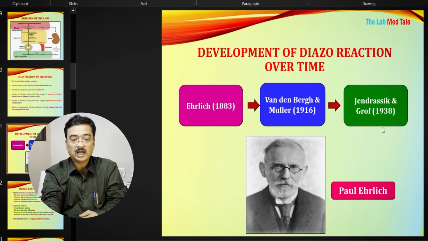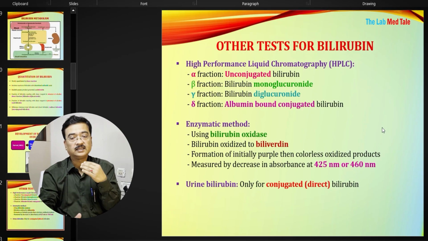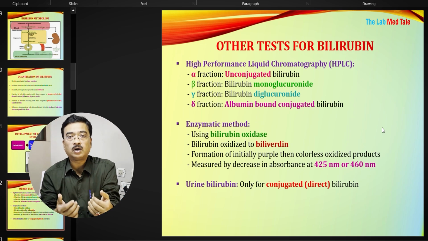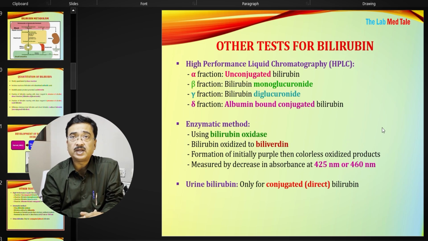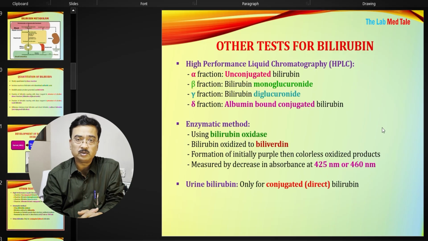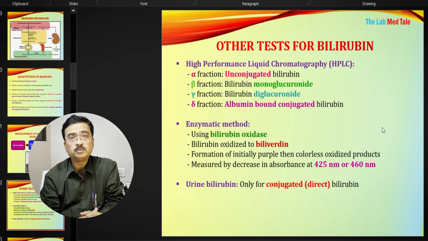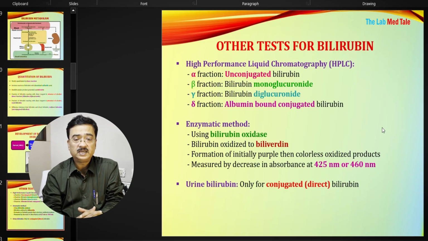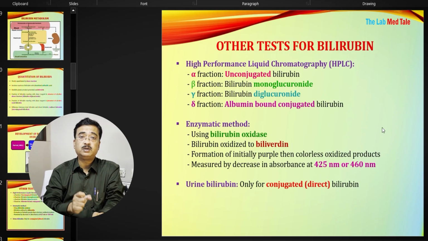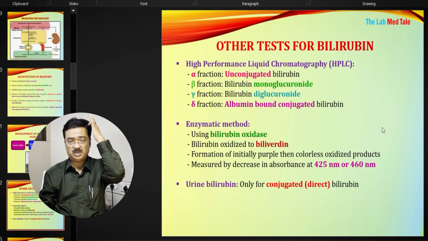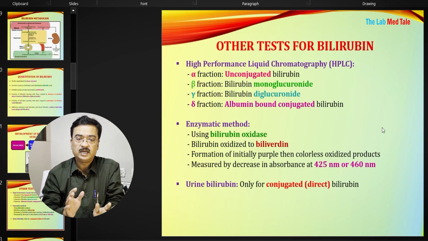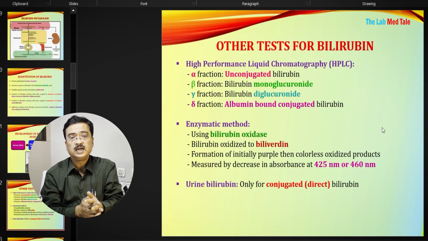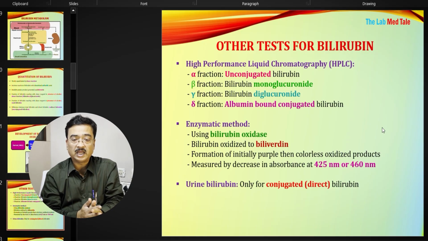Other than this chemistry test, you can also detect bilirubin with the help of HPLC, which differentiates the bilirubin fractions on the basis of charge. The unconjugated bilirubin is the first one, the alpha bilirubin. Beta is the monoconjugated, that means bilirubin monoglucuronide. When one molecule of glucuronide has been added and the other is yet to be added, it's called the beta fraction. Gamma is the conjugated bilirubin or bilirubin diglucuronide.